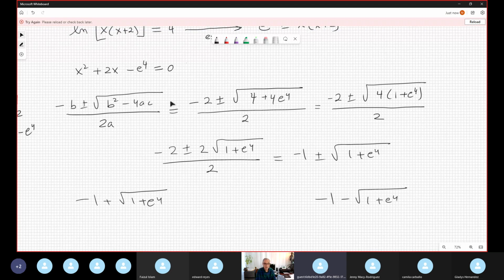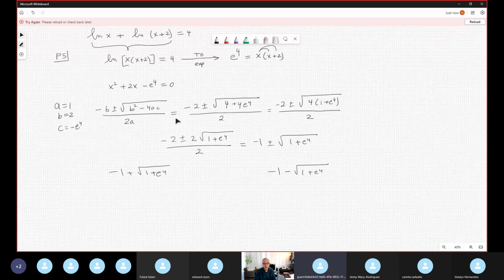But it's obvious that this solution doesn't work because this solution is negative. Obviously, when you plug a negative inside the logarithm, it gives you undefined. However, this one is not undefined.